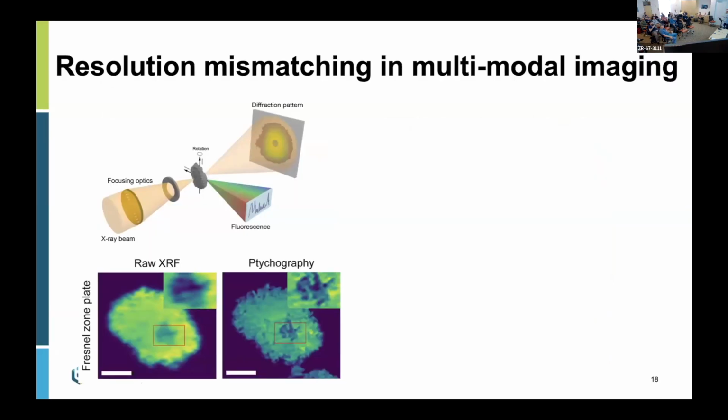Okay, now another challenge for our multimodal imaging is that the obtained fluorescence image usually has poor quality compared with ptychography, and this is because the fluorescence measurement image quality is determined by the probe size and the scanning step sizes.